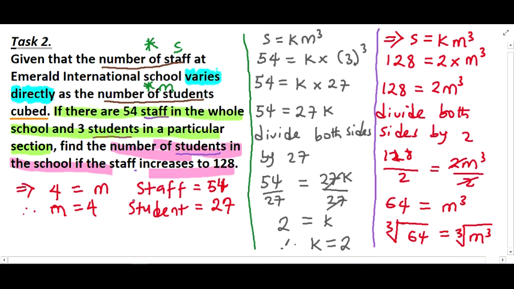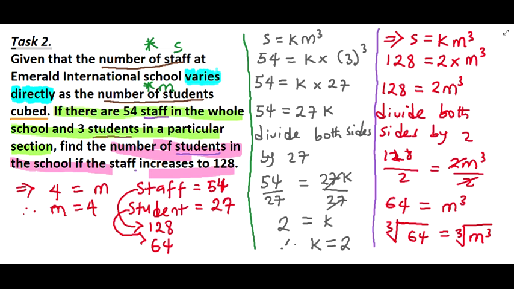So when their staff increased to 128, and now we have 4 raised to power this, it means that the students also increased to 64, right? Now if you watch this, the students is increasing at the same rate with the staff. So the staff was 64 here, we had 27 students. Now they increased to 128, we had 64 students. I hope this is making sense to you. Okay, let's go to the next slide.